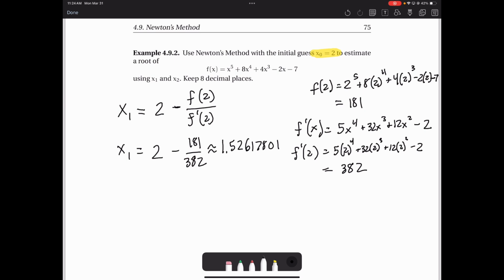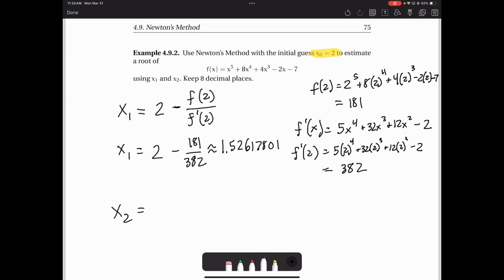Okay. So, what does this represent? This represents a more accurate guess of where that root is. So it turns out the root is closer to 1.52617801, right? My initial guess was 2, but this is telling me, no, the root's closer to 1.52617801. How do I make it closer? Do it again. Let's do it again.